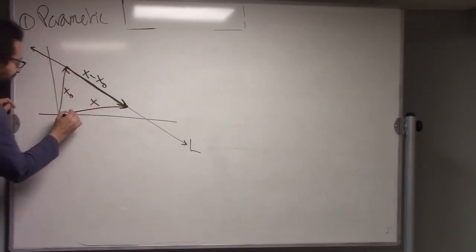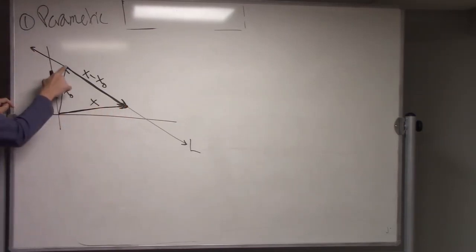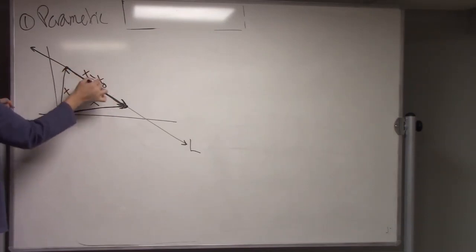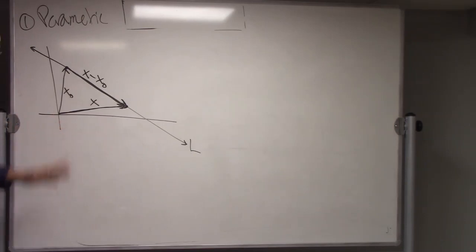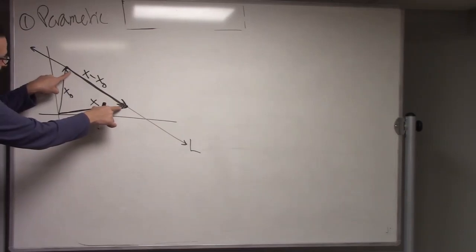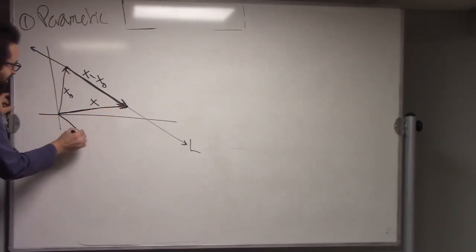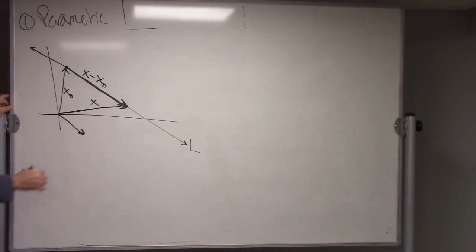So to go from the origin to x is the same thing as to go from the origin to x0 and then go from x0 to x along this direction, x minus x0. So now, this thing, if we just translate it back to the origin, points in a certain direction. So let's go ahead and call this thing v.